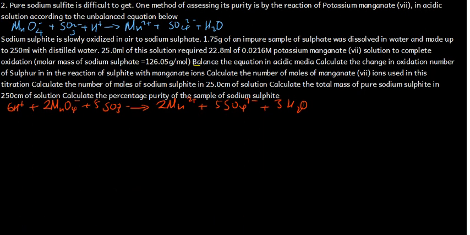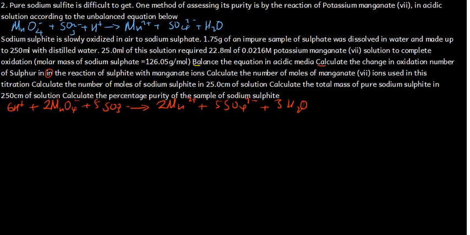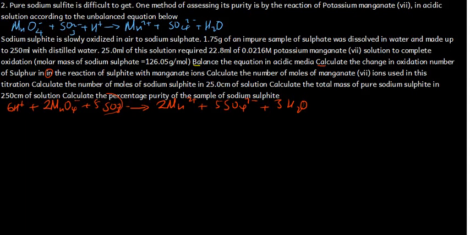Now part B, we've been asked, calculate the change in oxidation number of sulfur in the reaction of sulfite with manganate. So when this sulfite reacts with this manganate, what is the oxidation state? So we want to calculate the change. Now we're talking of change. So sulfur is changing from this one, and then it's going to go to this one.